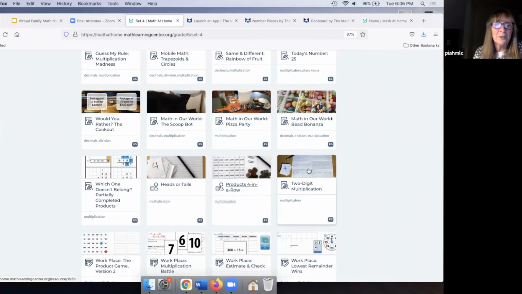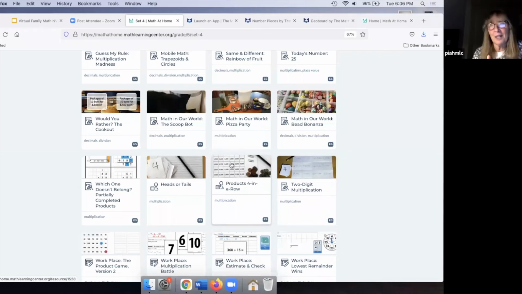So, for example, there's a game with two-digit multiplication, and then there's another one where I'm multiplying two factors and I'm trying to get four in a row, like a bingo board game. And again, you don't need a username or a password, you don't need registration. It's all free and available for you and your family.